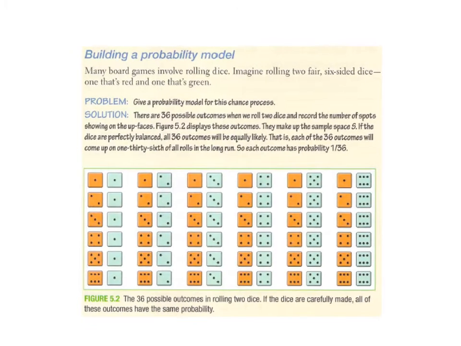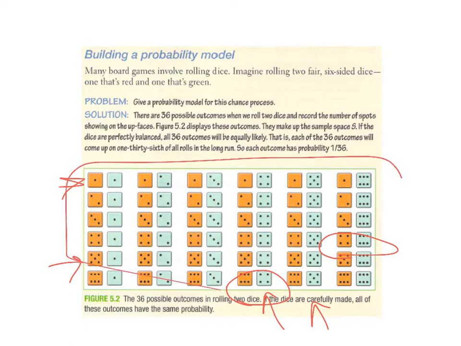All these different outcomes here: we could have double ones, we could have a 5 and a 1, a 6 and a 4, a 6 and a 5. You'll notice you can have 6 and 4 right here, or you could have the first die be 4 and the second one be 6, and those are 2 different possibilities. So there are 36 possible outcomes when we roll the 2 dice and record the number of spots showing on the up faces. So this whole thing right here is my sample space S.